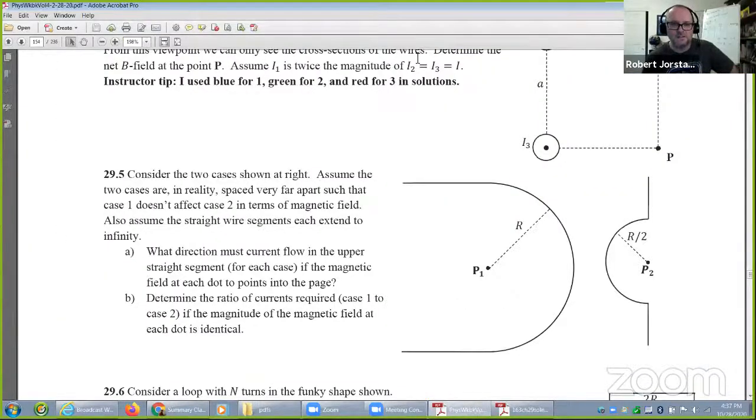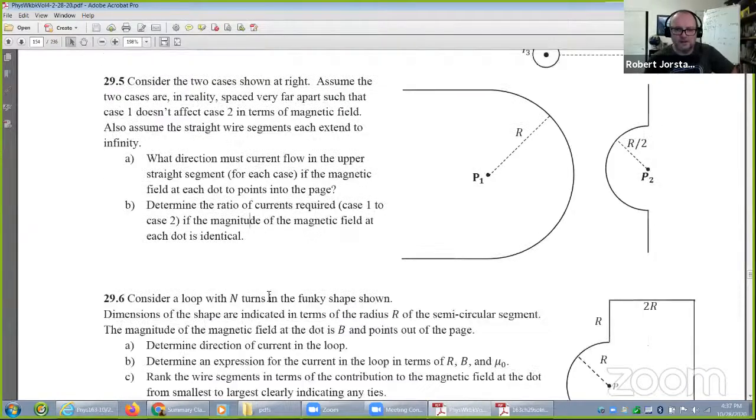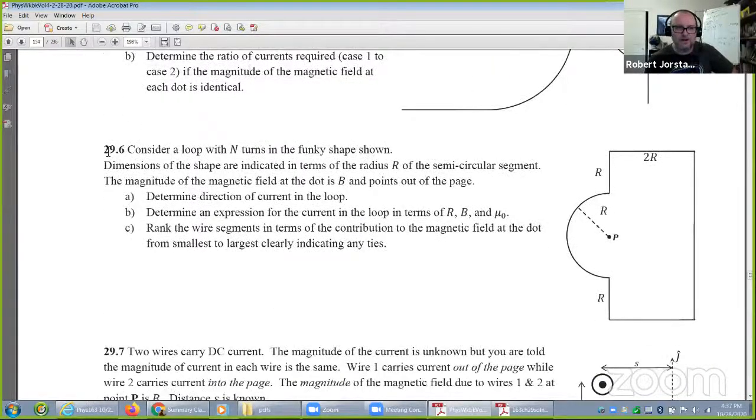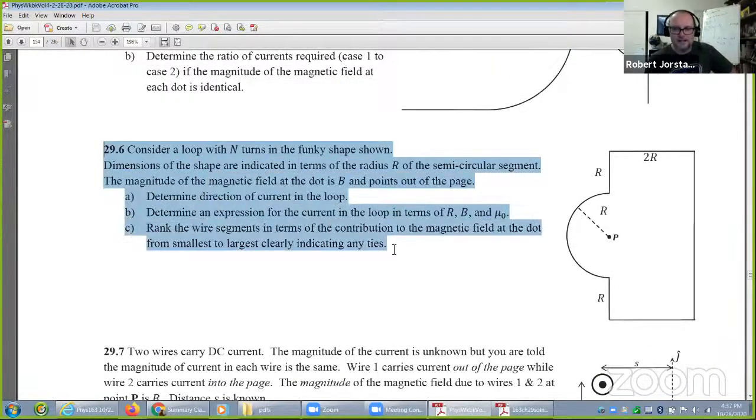Okay, and so let's consider 29.6. I think this one is a good Biot-Savart law problem to look at. In theory, you know how to do all of this. However, in practice, there's a few tricks that I might still be able to show you.